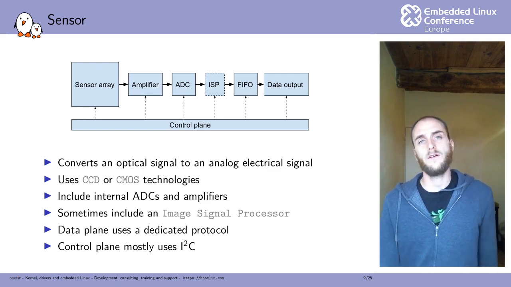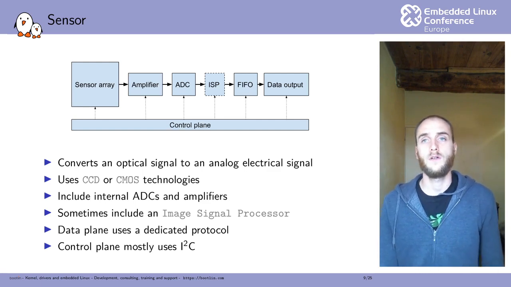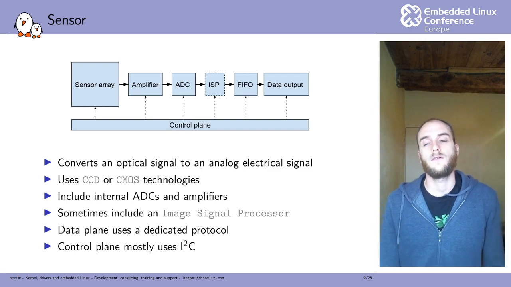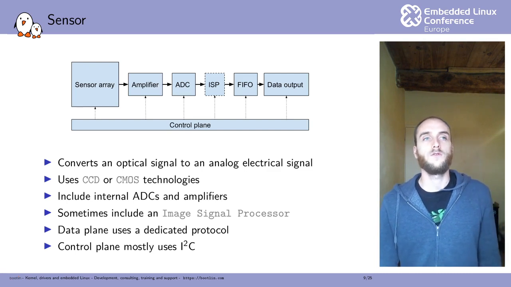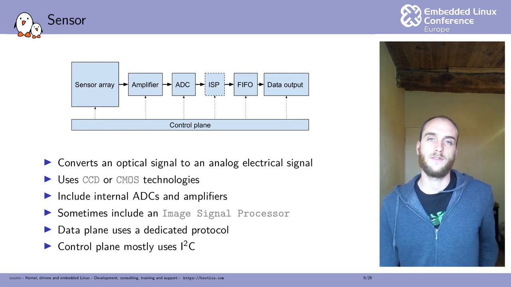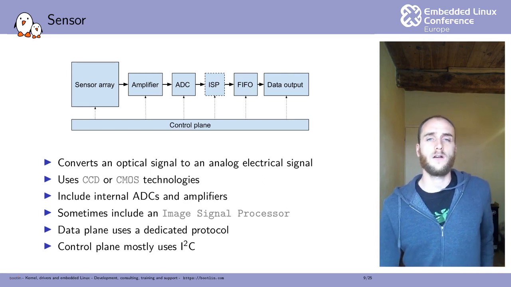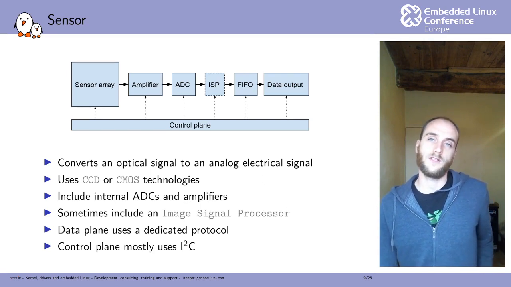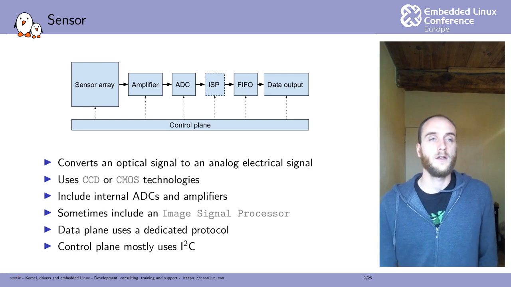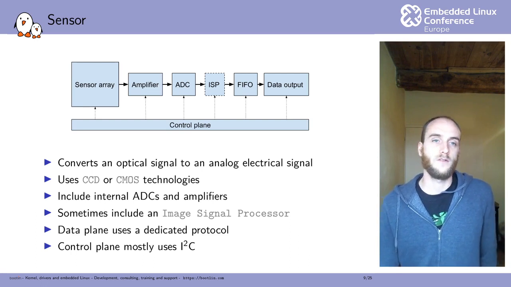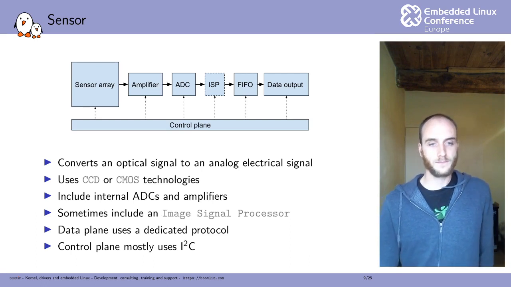This amplifier has to be controllable by the user, because this will allow you to shoot scenes in a very bright environment, so you set your amplifier to a very low gain, or in a very dark environment, and then you will set your amplifier to a very high gain, but in that case you will also be amplifying the noise from your sensor array.